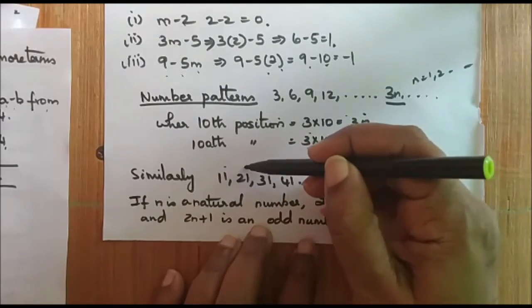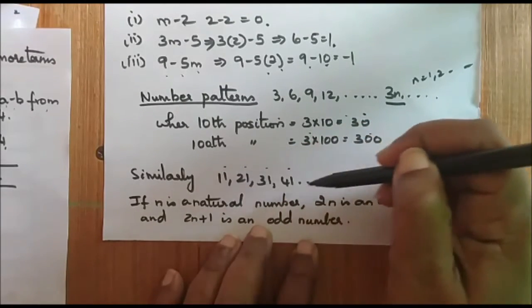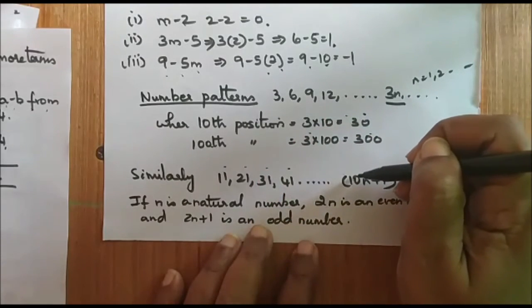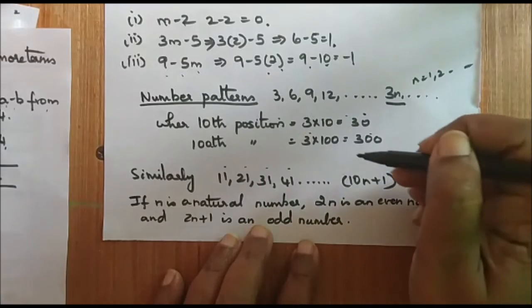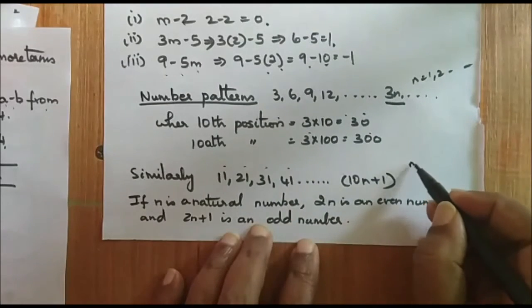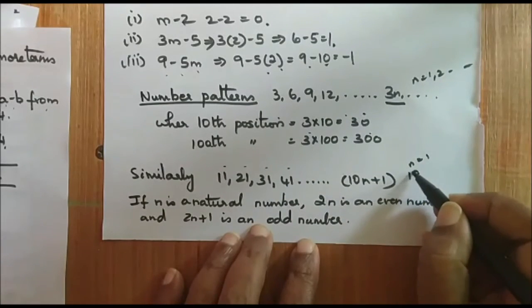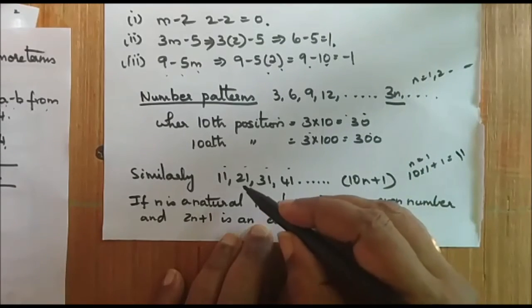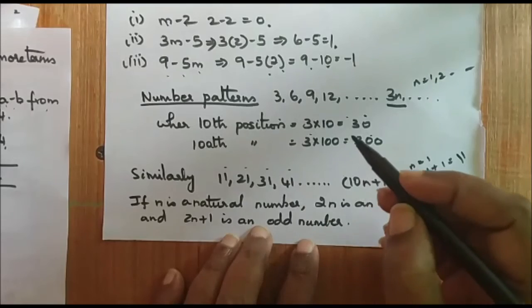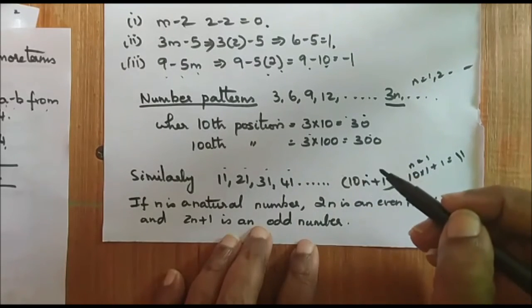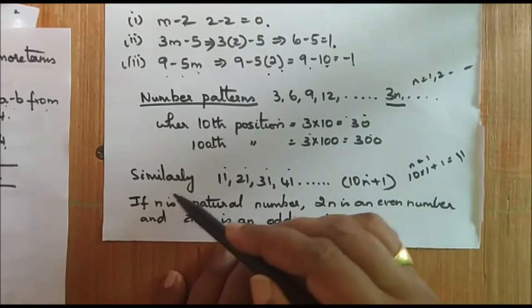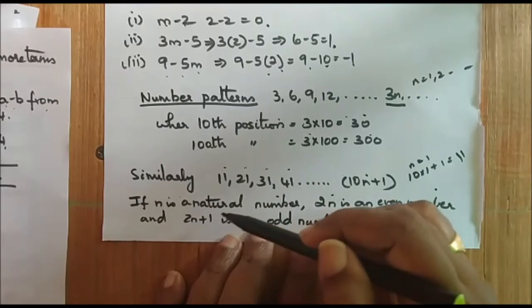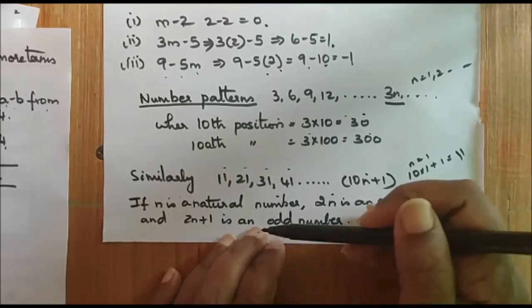Similarly, 11, 21, 31, 41. How can we write a generalized number pattern for this? This can be given by 10 into n plus 1. When n is equal to 1, I have 10 into 1 plus 1 is equal to 11. Similarly, 21, 31 and 41 depending upon the value of n. If n is a natural number, 2n is an even number and 2n plus 1 is an odd number.